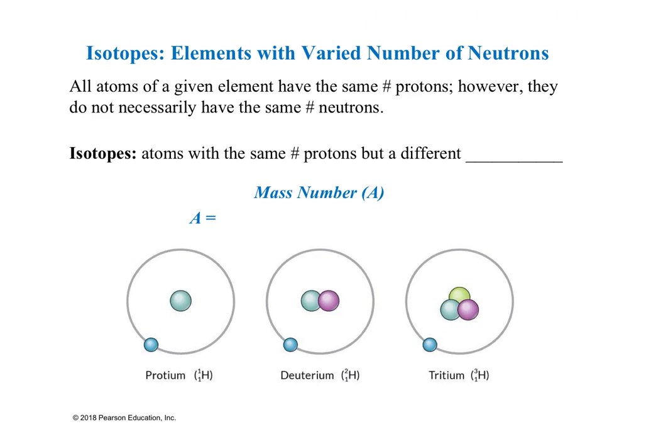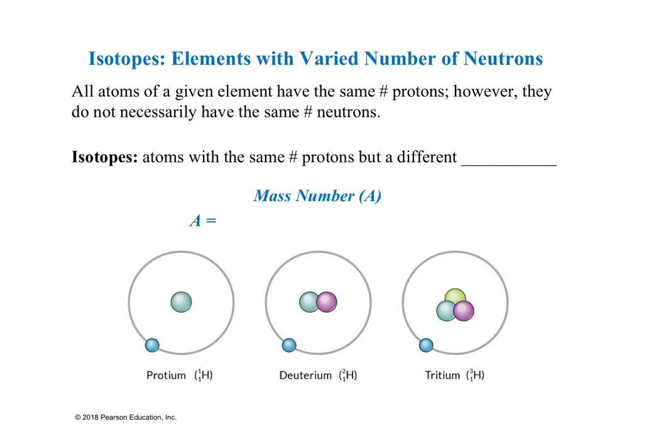Isotopes, on the other hand, are elements that have a different number of neutrons. So ions means we change electrons. Isotopes means we have a different amount of neutrons. Keep in mind, for both of these, we have the same number of protons. So I didn't change the element. I am the same element, but I could have a different number of neutrons.